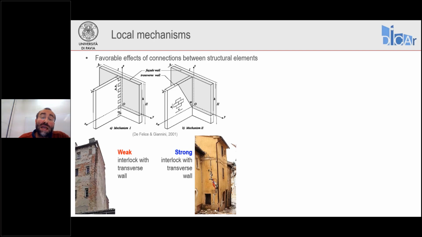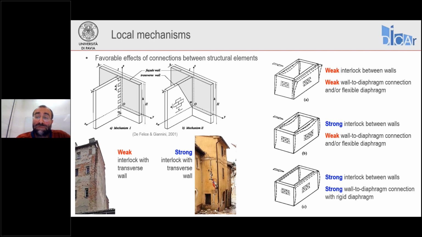Instead, if we have good, strong interlock between the intersecting walls, as in the right-hand side case, we can see that for the wall to overturn out of plane, it has to engage a wedge of the intersecting wall. And if the intersecting wall is supporting a floor system, for example, the weight of the floor may help balancing the wedge and basically delaying the activation of this out-of-plane mechanism.